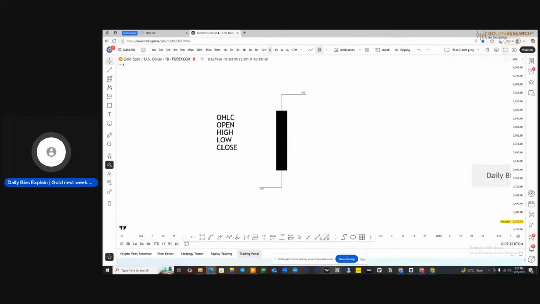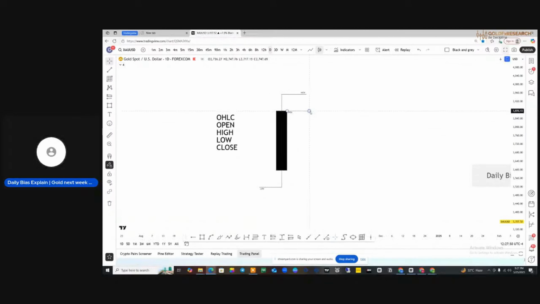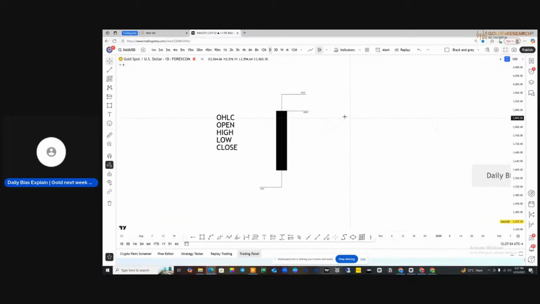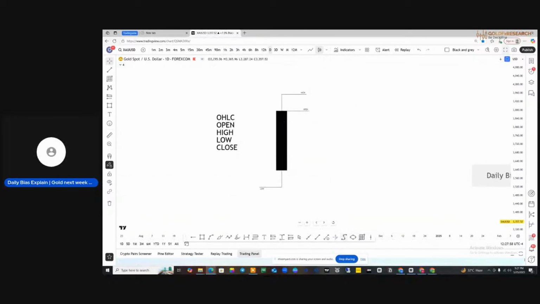Alright, after this, we have the upper level of the candle's body. Now the upper level of the candle's body will be the closing price in a bullish candle and the opening price in a bearish candle. Since I am considering this as an adjusted candle, that's why I am taking its upper level as the opening price. Something like this.